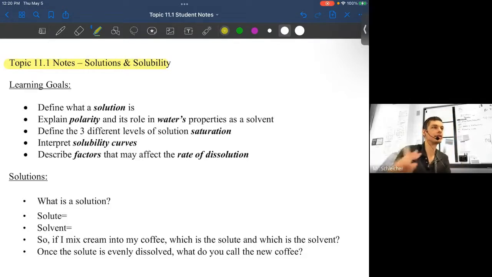So solutions are things mostly dealing with water, but it can be things other than water as well. What are these things when they're mixed up? What are some calculations we could do with that? What are some things we can observe? And what's the vocabulary that we need to know?